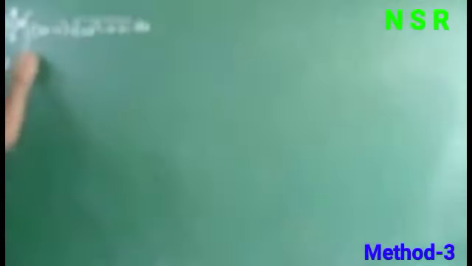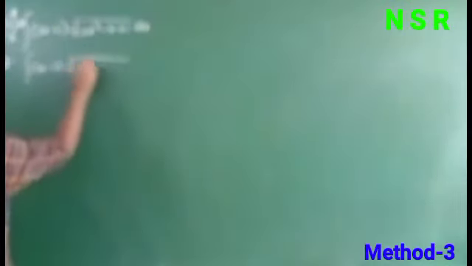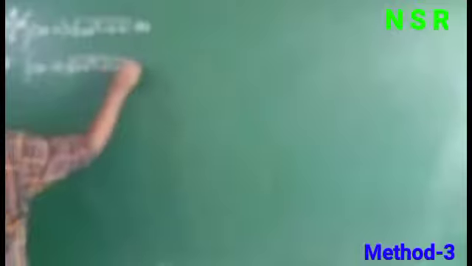So next question, this is a very important question of 7 marks in method 3. Question number 13: integration of (3x minus 2) into square root of 2x square minus x plus 1 into dx. Take it as equation number 1.